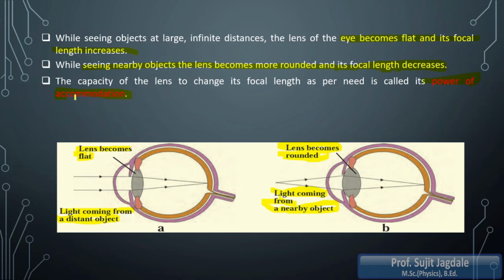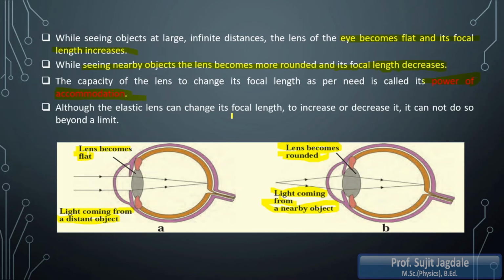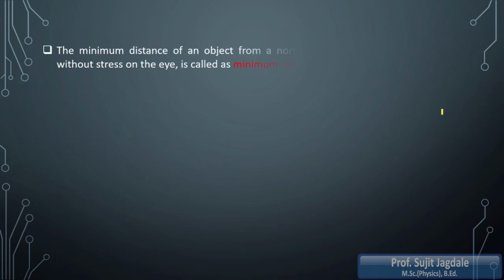So this is the capacity of the lens to change its focal length as per need, which is referred to as the power of accommodation. Although the elastic lens has the ability to change its focal length, either to increase or to decrease it, it cannot do so beyond a limit. It has a certain limit. We cannot flatten or round that lens beyond a certain limit. Though it has a power of accommodation, still it has a certain limit.